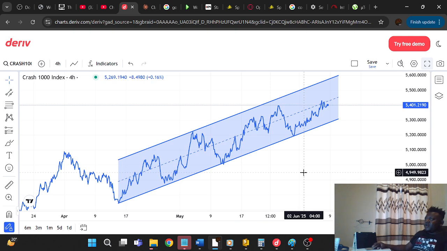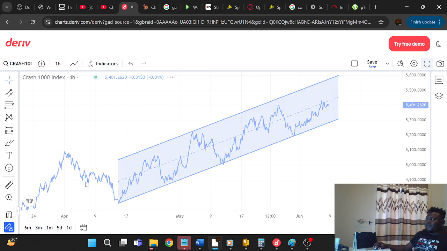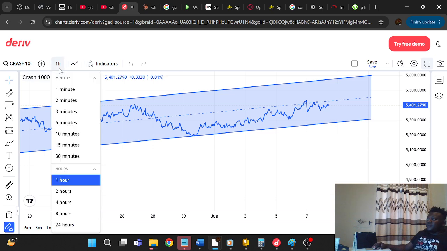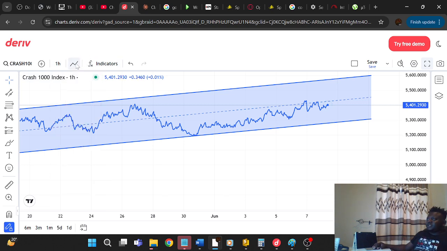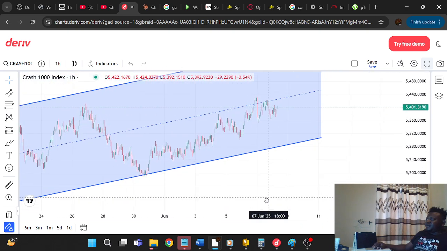Okay, now that we know the market structure, we know that overall it's in an uptrend. We now want to move to a smaller time frame to get the perfect trade, to get the perfect entry. Okay, so we move back to our candles. Okay, this is the 1-hour time frame.